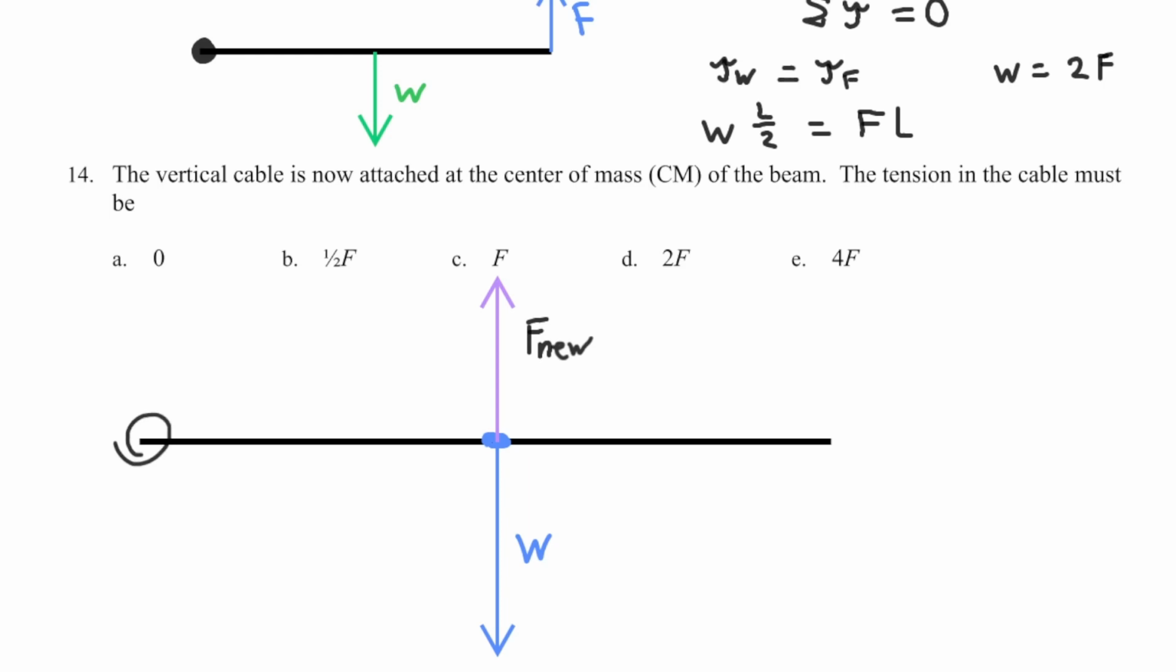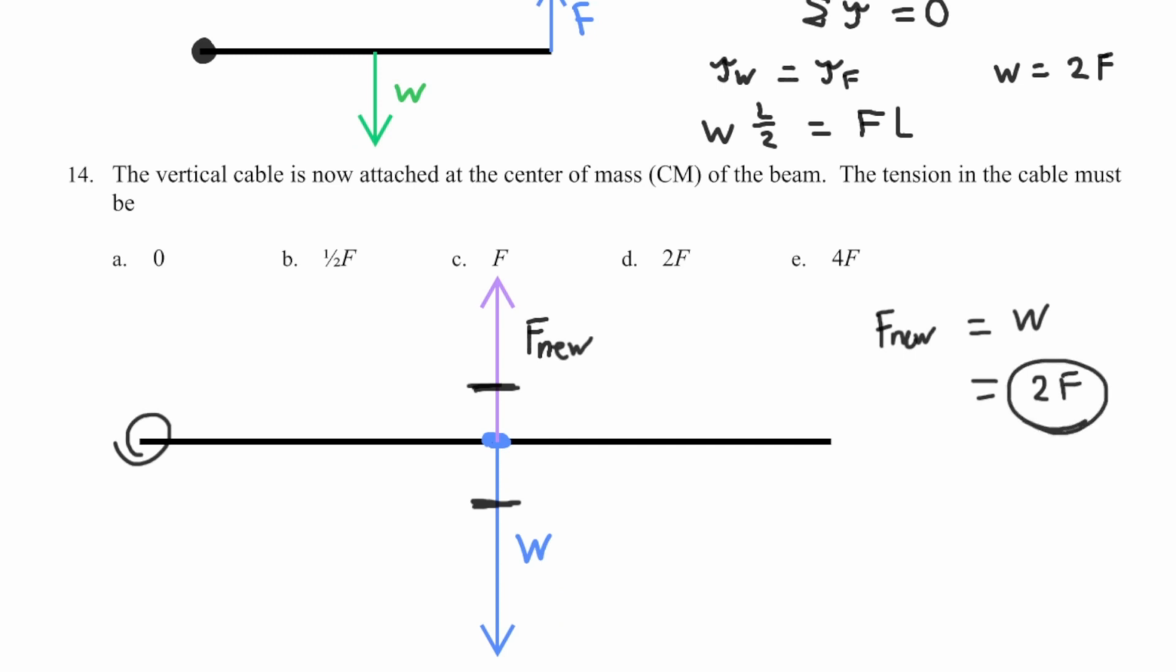So this means that these have to be equal to each other, because if not, there'd be a net torque. If the force of the cable was bigger, it would rotate counterclockwise, and if the weight was bigger, it'd rotate clockwise. So we can just see that F new must just be equal to the weight. And we said from the previous part that the weight of the beam is just going to be equal to 2 times the original F required.